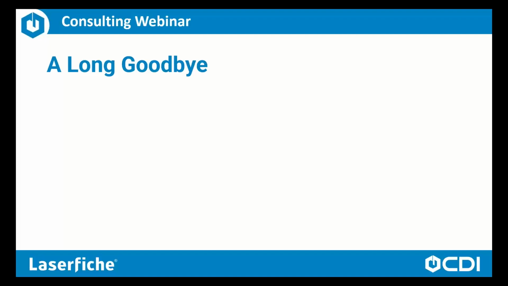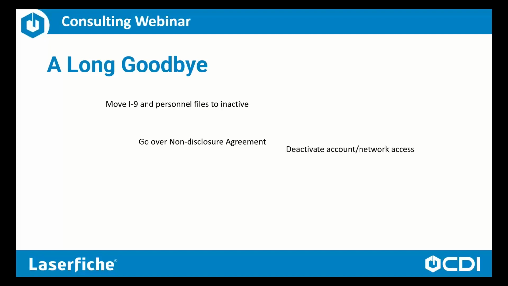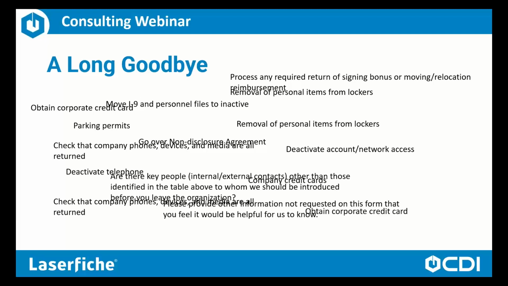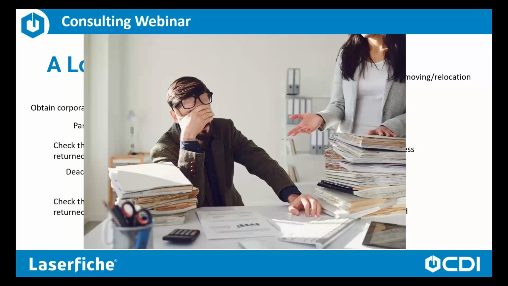HR offboarding is often a long and complicated process with many things to keep track of. Oftentimes, this is going to span across many departments within the organization. For example, our HR team will need to move I-9 and personnel files into the inactive folder. We'll need to go over the non-disclosure agreement. Our facilities team will need to, our IT team would need to deactivate their account and network access. We'll need to remove personal credit cards, obtain... Wow, there is just so much going on in this process, and it is just absolutely terrible to keep track of manually with pen and paper and following up across departments.